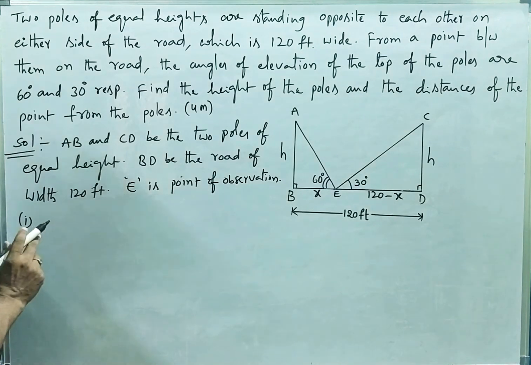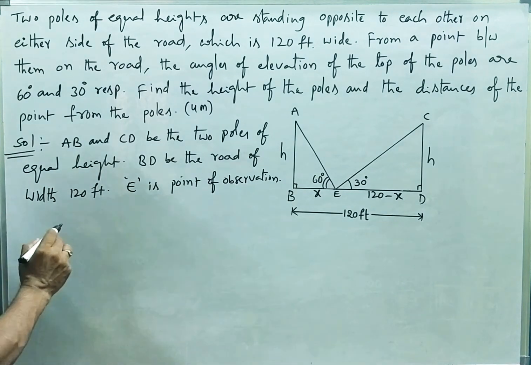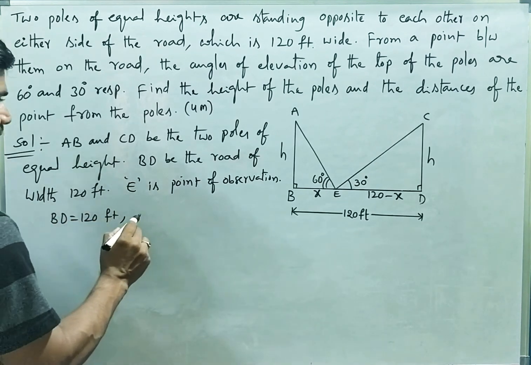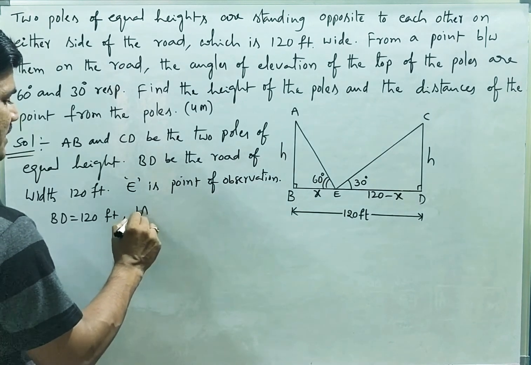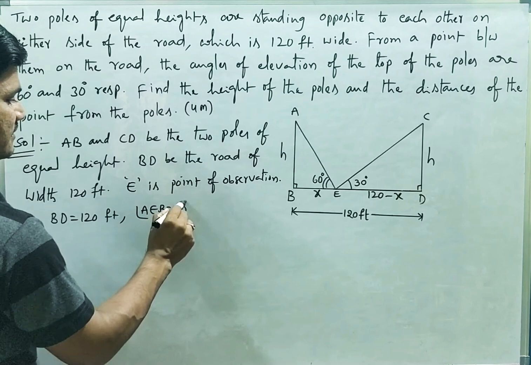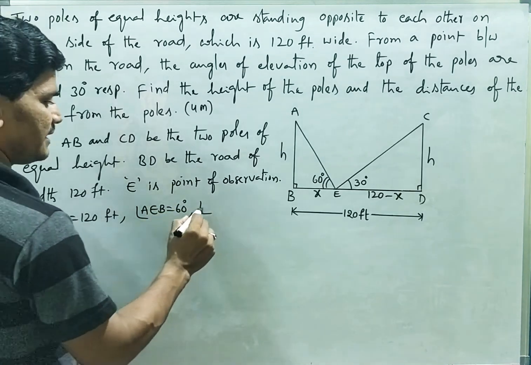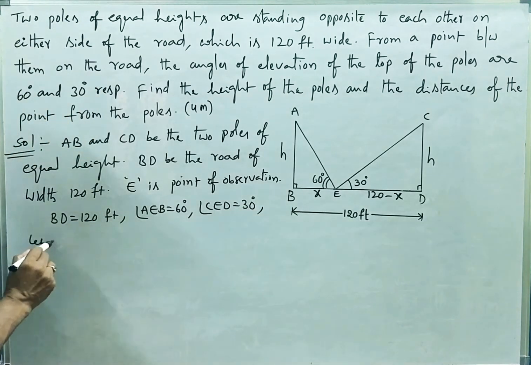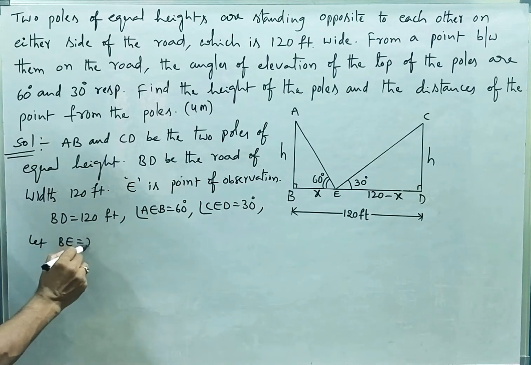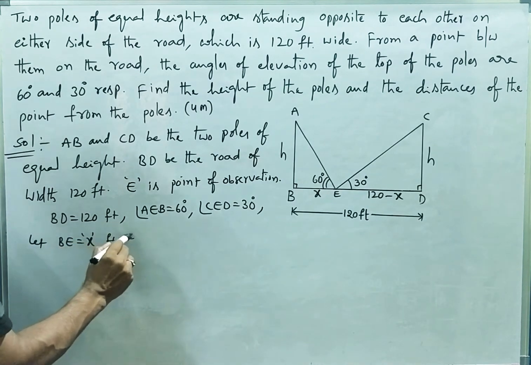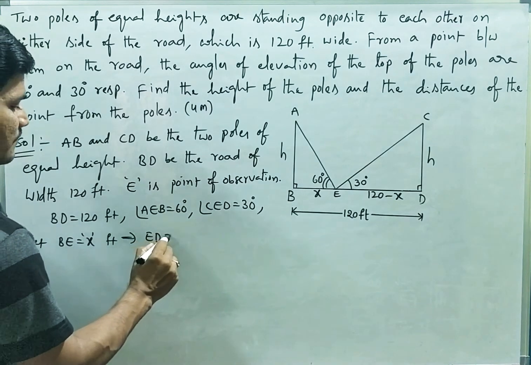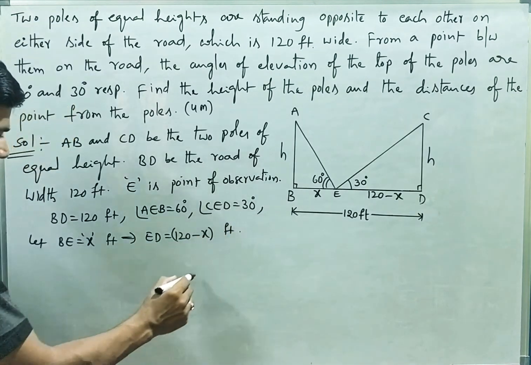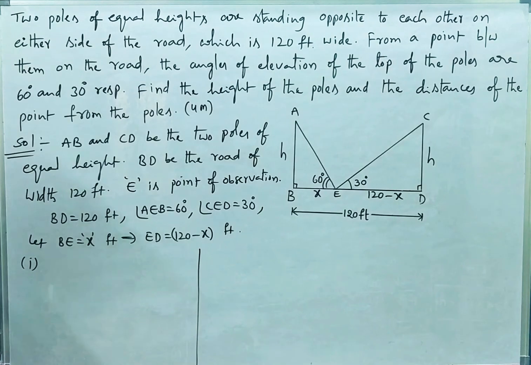So what is given? Let us write first. BD is equal to 120 feet. Angles of elevation: angle AEB is 60 degrees and angle CED is 30 degrees. Let BE be equal to x feet, then ED becomes 120 minus x feet. Now let us take the right triangles.